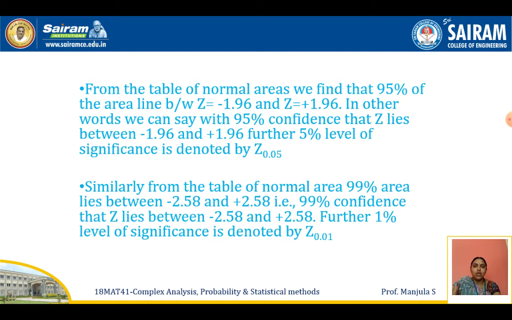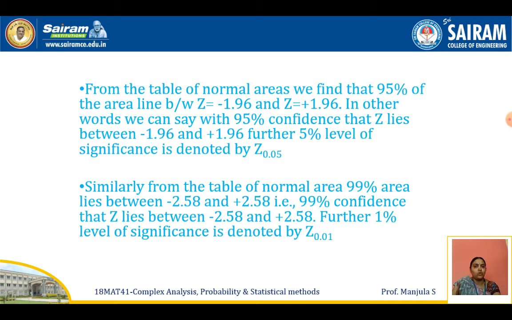From the table of normal areas, we can find 95% of the area lies between z equals minus 1.96 and z equals 1.96. In other words, we can say that we have 95% confidence that z lies between these two values, minus 1.96 and 1.96. Further, 5% level of significance is denoted by z 0.05.